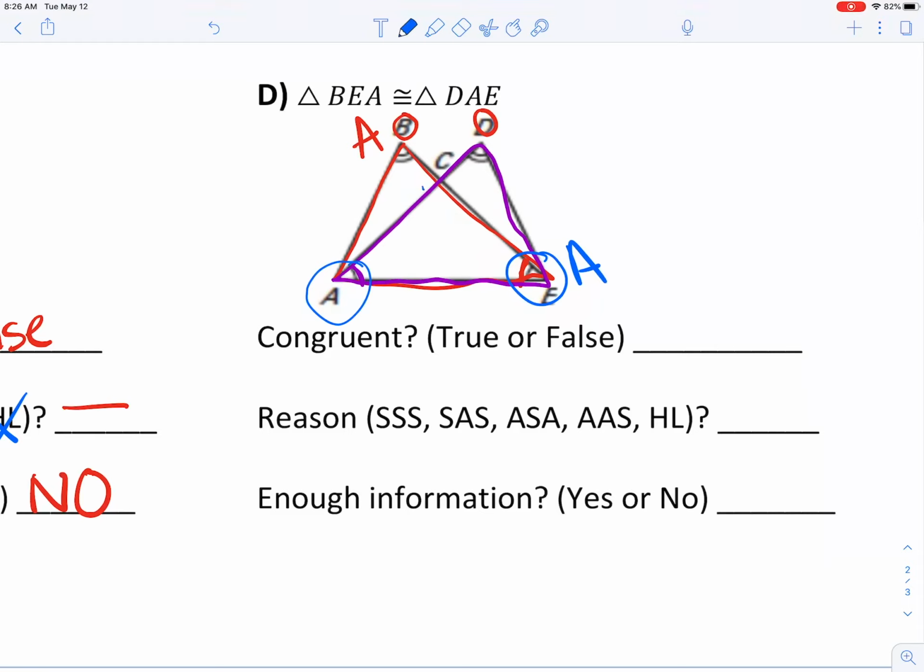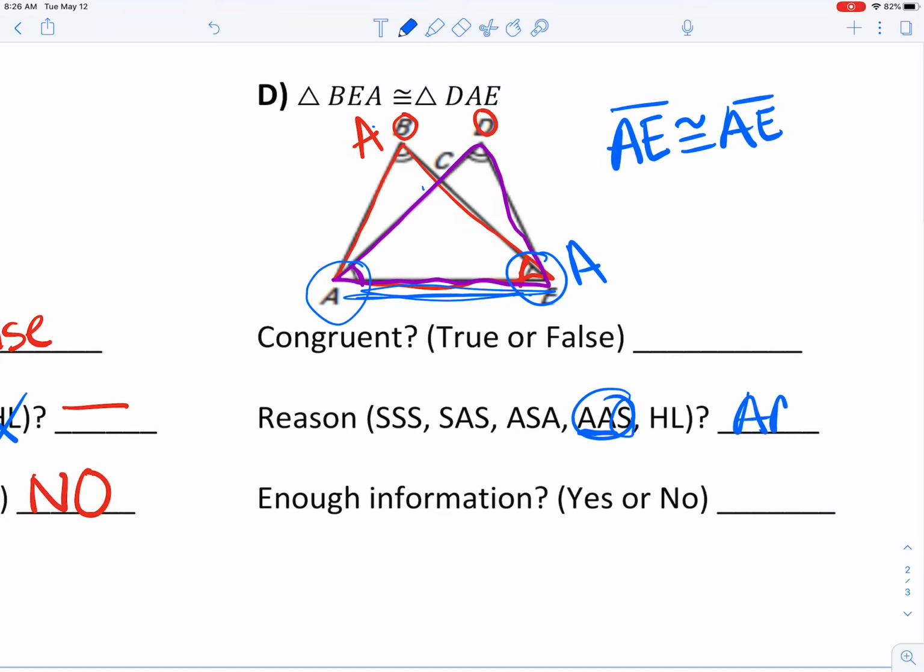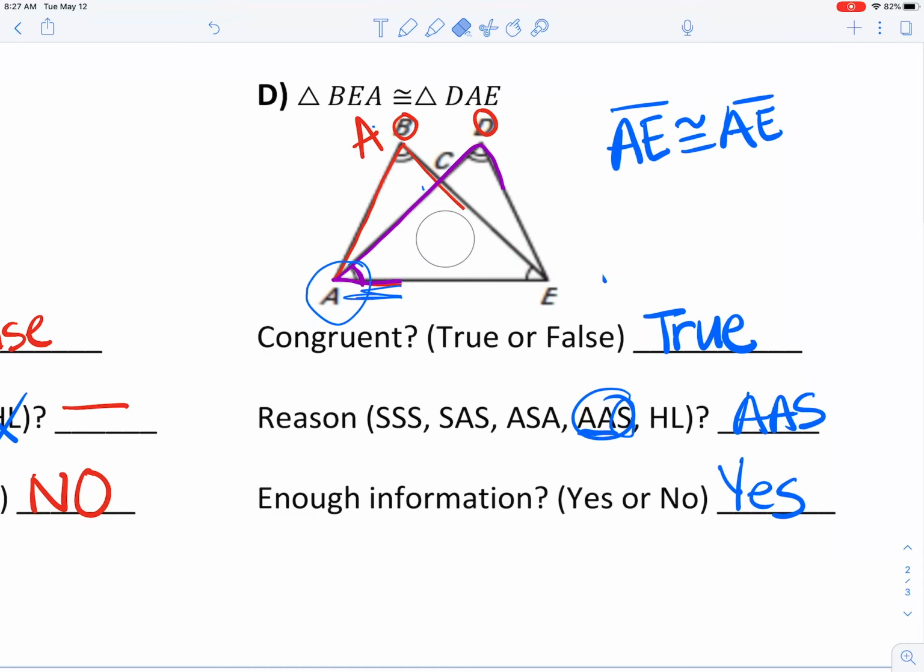Is side AE equal to itself? Is AE congruent to AE? Well, yes, it is, because it's itself. So this one is angle, angle, side. This is a true statement. So then, is there enough information? Yes, there is. Okay, there's a lot of writing on here, so let me erase that again.